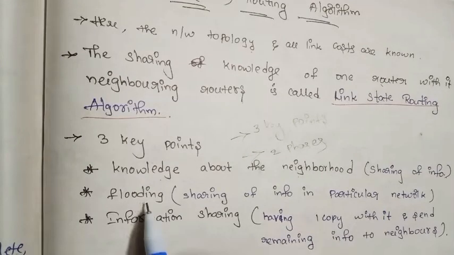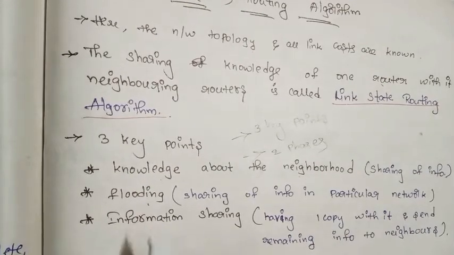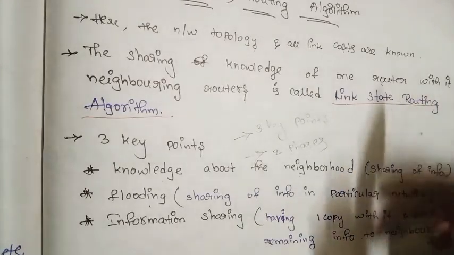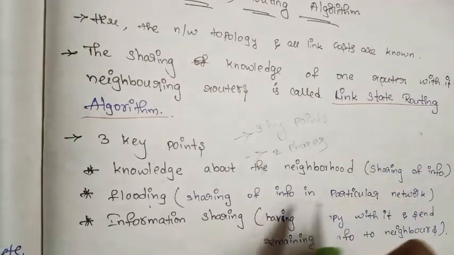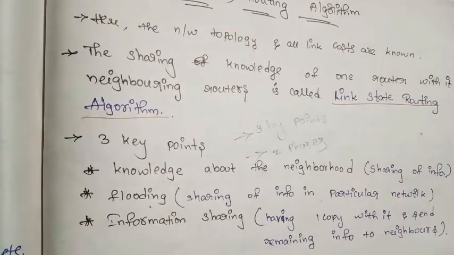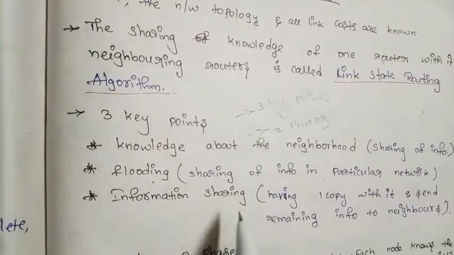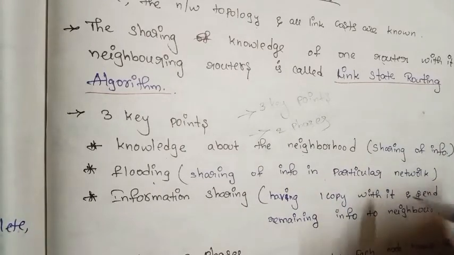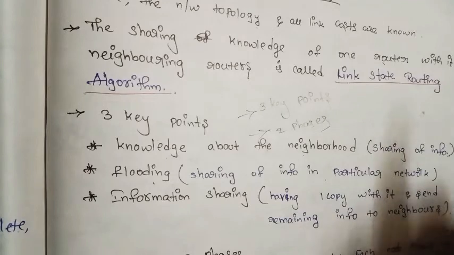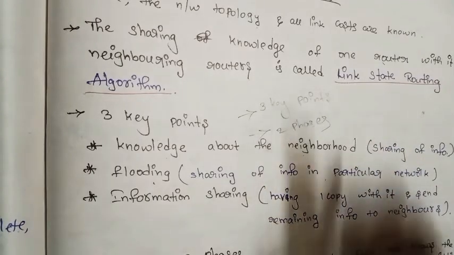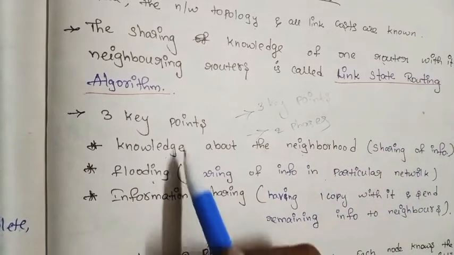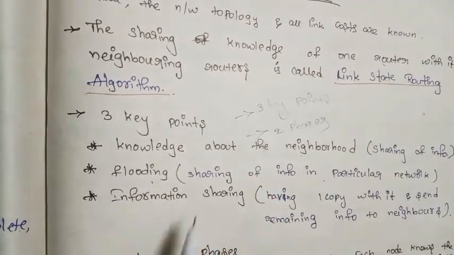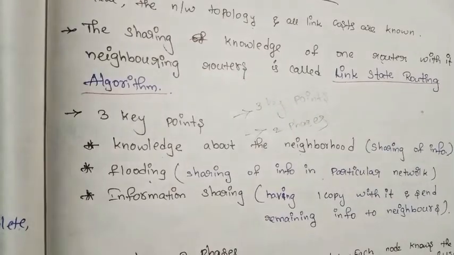And here, flooding. Flooding means sharing of information in a particular network. That means if it has a region, in that specific region it will share the information. Then information sharing. Information sharing means it will keep one copy with itself and send the remaining information to neighbors. So these are the three key points: knowledge about the neighborhood, flooding, and information sharing.